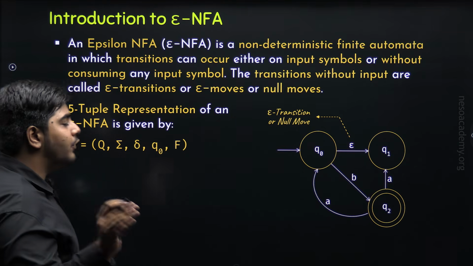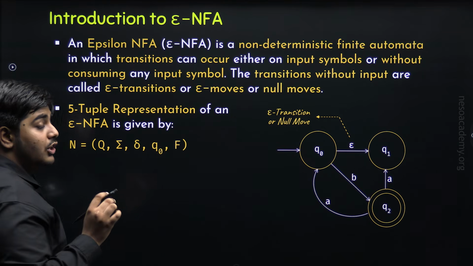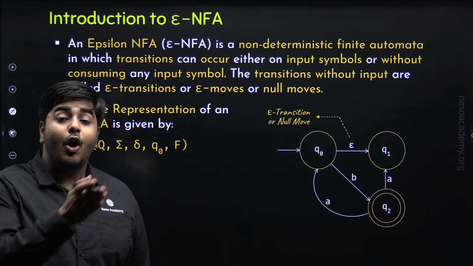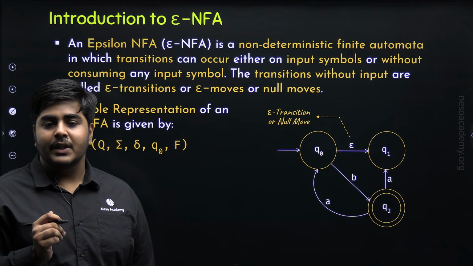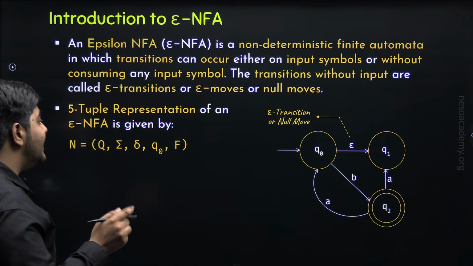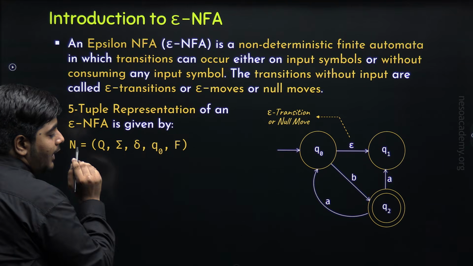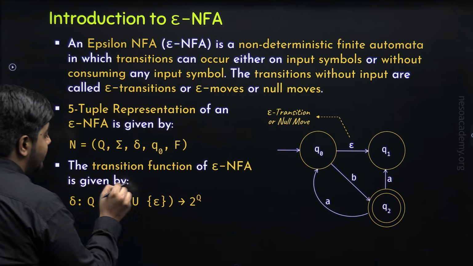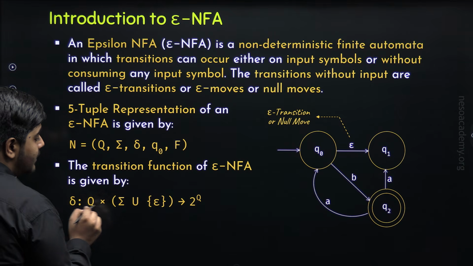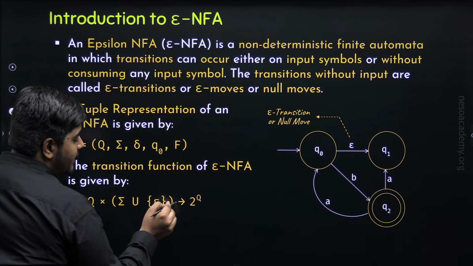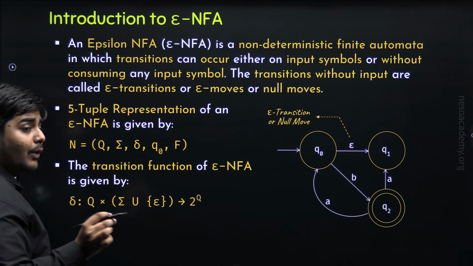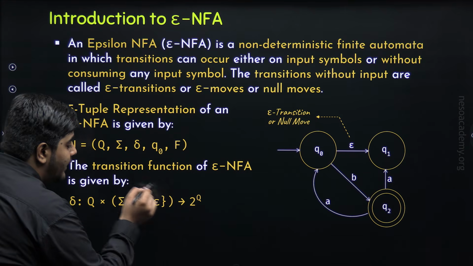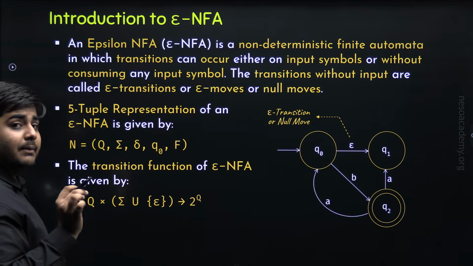And if you observe carefully, this 5-tuple representation of epsilon-NFA is identical to the 5-tuple representation of DFA as well as NFA. Then what's the difference? The difference is only in the transition function delta. The transition function of epsilon-NFA is given by δ: Q × (Σ ∪ {ε}) → 2^Q. Now, in the transition function of NFA, we were only having sigma, that is our input alphabet.